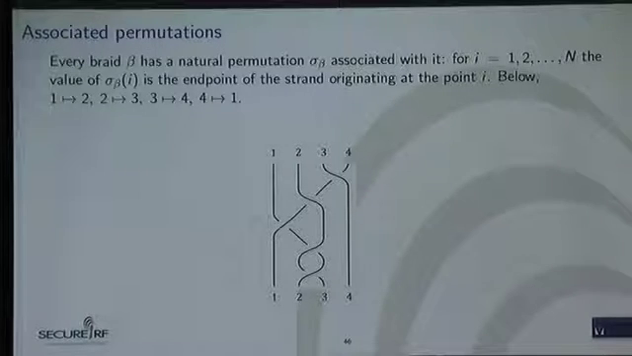In this particular braid, you have a permutation where each strand winds up going down to another. You follow 1 down, it goes to number 2. 2 comes down and goes to number 3. 3 comes down and goes to number 4, and 4 comes down and goes to number 1. That would be the permutation of this particular braid.